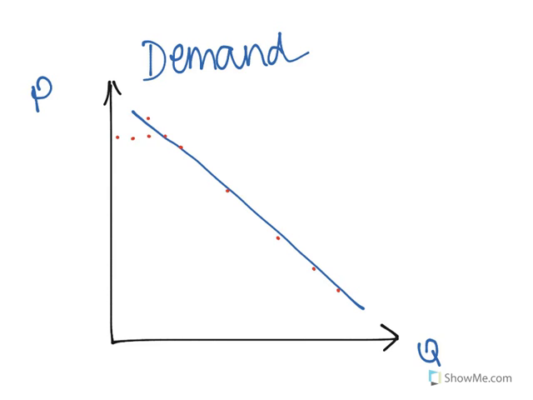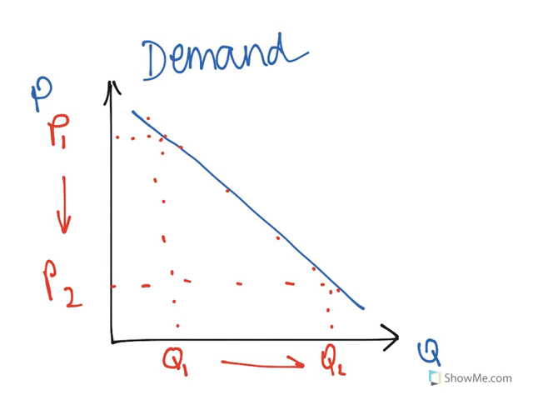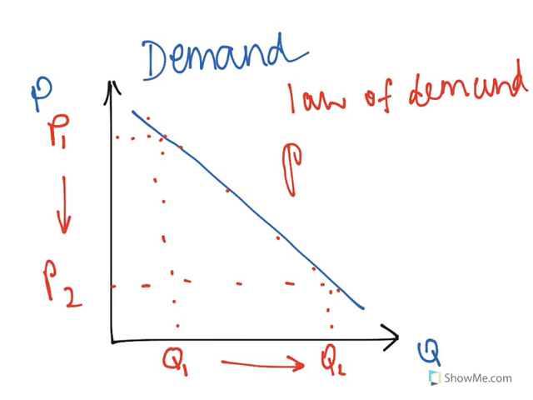So for example, let's just say that the price of a certain good is quite expensive at P1. As a result, consumers are only willing to purchase low quantity of that certain good. But if you decrease the price to P2, consumers would be willing to purchase more of that good. And this is called the law of demand, which basically states that when the price of a certain good increases, the demand of that same good would decrease.